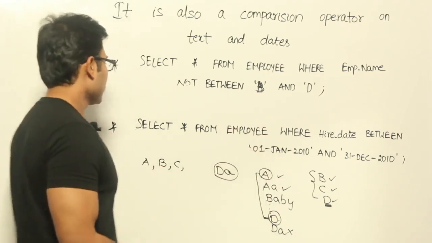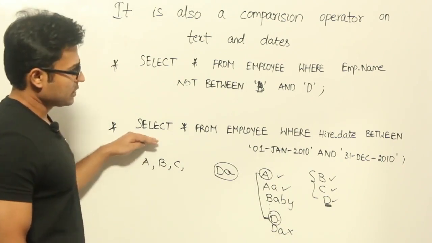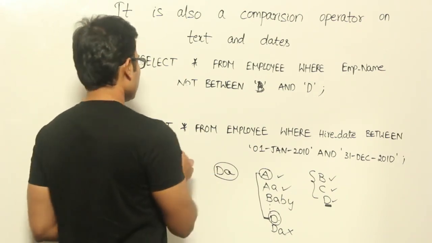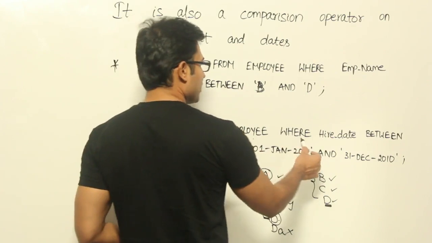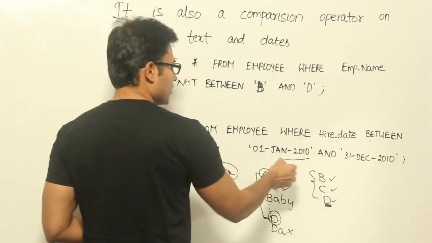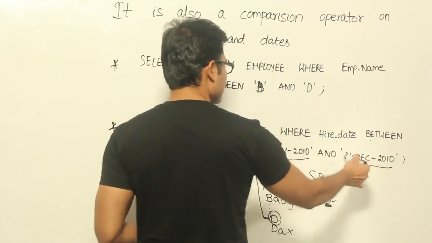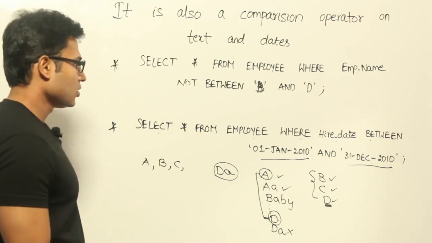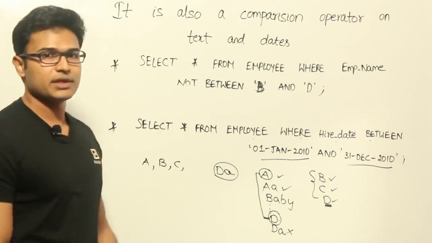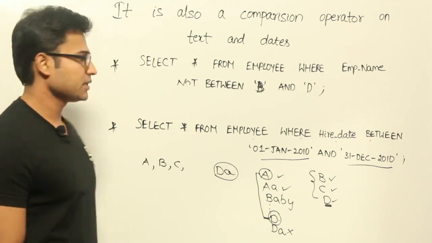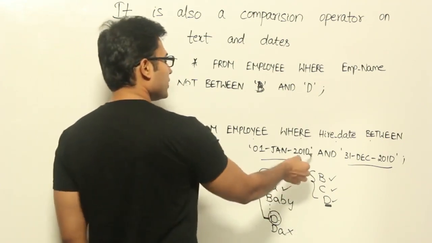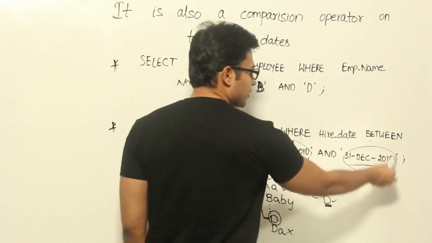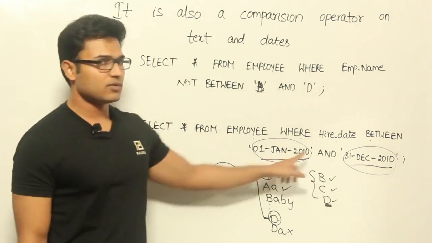Got it? Okay. And now it can also be used on dates. If the domain is dates, it can be used. So you can do this: SELECT * FROM employee WHERE hire_date BETWEEN '1st January 2010' AND '31st December 2010'. It means you are going to display all the employee details who were hired between 1st January 2010 and 31st December 2010. All the employees hired on the day 1st January will also be displayed, and those hired on 31st December will also be displayed, right? And everyone in between will also be displayed.